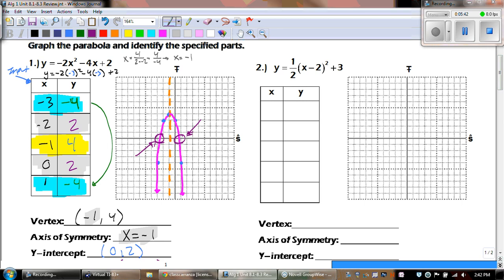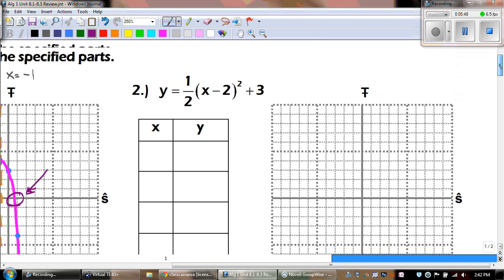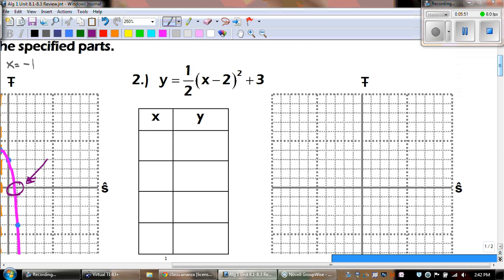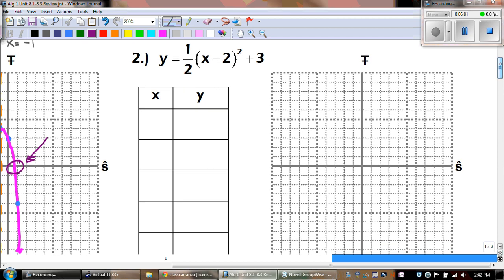All right, let's move on to number 2. Now, number 1 was in standard form. Number 2 is in vertex form. Well, Mr. Grice, how do you know the difference? Well, these are in parentheses. That's the main difference right there. Okay? So in here, I don't have to do anything to find the vertex because it's in our equation.